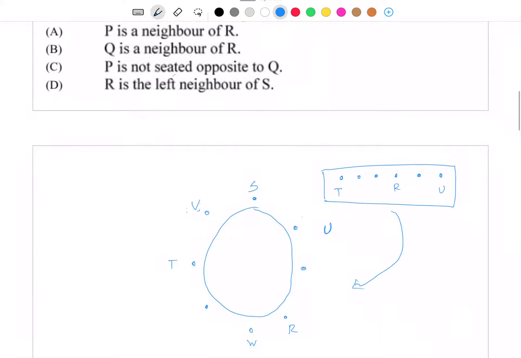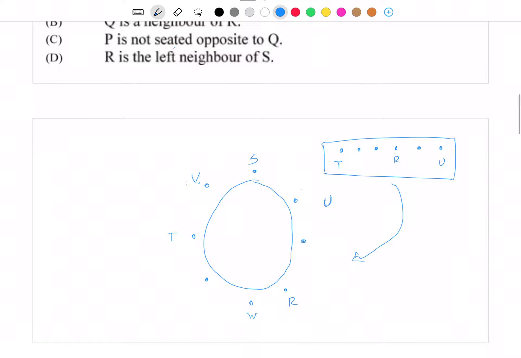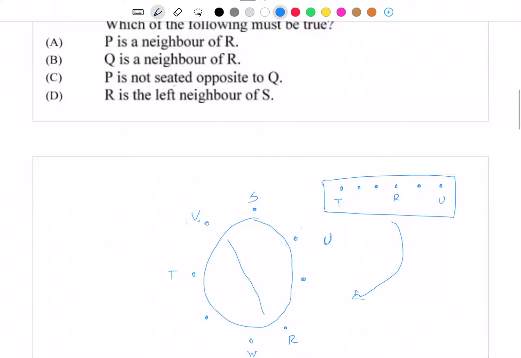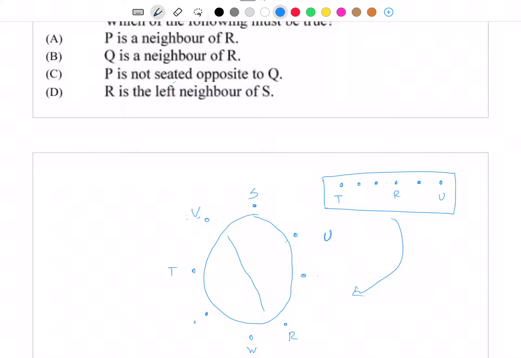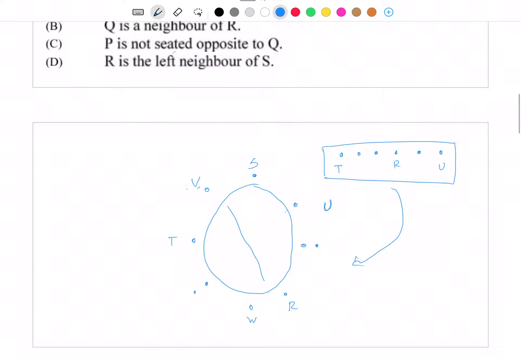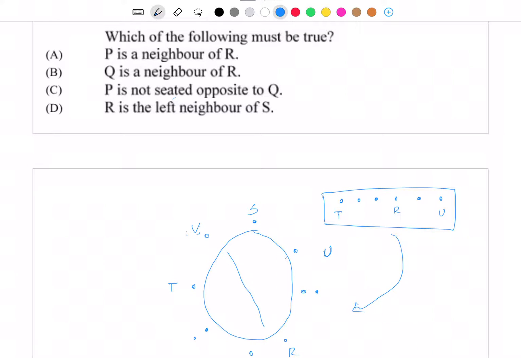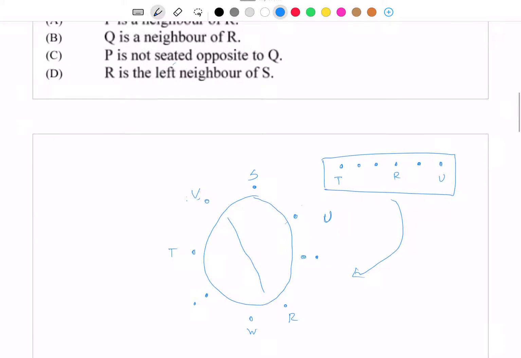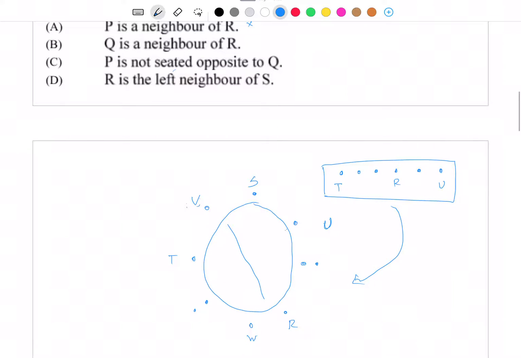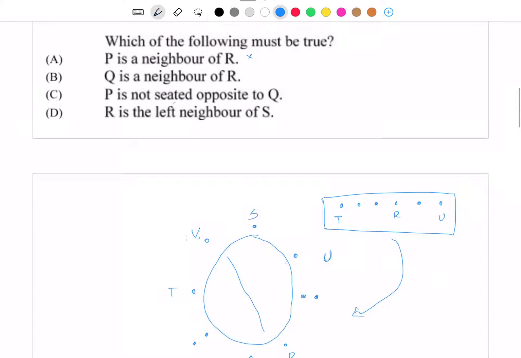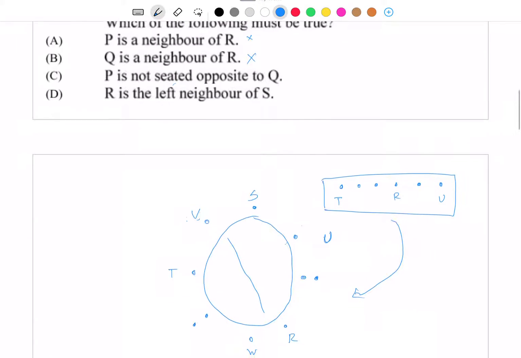Now the first option is P is a neighbor of R. There are two vacant seats and R already has a neighbor, which would be either V or U if it is the other way around. So P could be here or here, so P could never be a neighbor of R. So option A is definitely wrong. Then Q is a neighbor of R. The same goes for Q; Q could be here or here. So Q also could never be a neighbor of R.